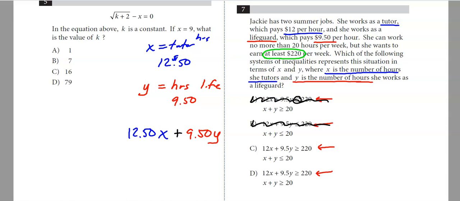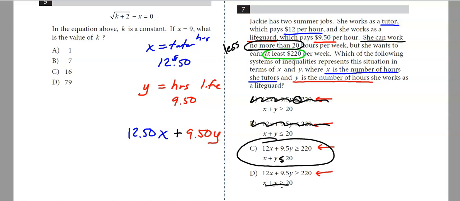So now we got it down to C or D. And the only thing that distinguishes these two is the symbol for the 20. So let's look at that part. She can work no more than 20 hours. So that means I got to be less than or equal to 20 hours. And here's the less than or equal symbol. So the correct answer there is C.